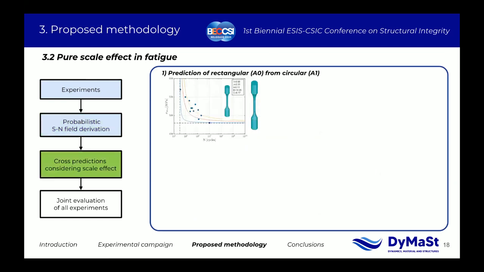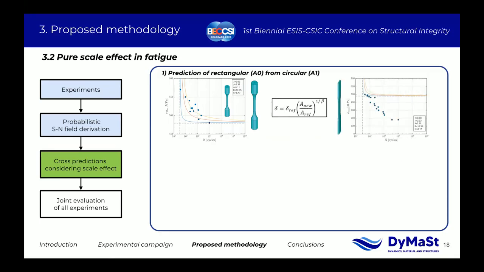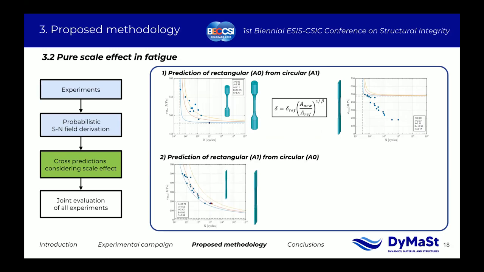Now, what we are going to try is to predict the SM field of the rectangular specimens based on the SM field of the circular ones. And what you can see here is that with this primary SM field that we have selected, although mathematically the procedure is correct, it's not possible to obtain a good correlation between the experimental results and the model. Let's see what we obtain when we move from the rectangular specimen to the circular one. In this case, we do not see that deformation in the percentile curves.